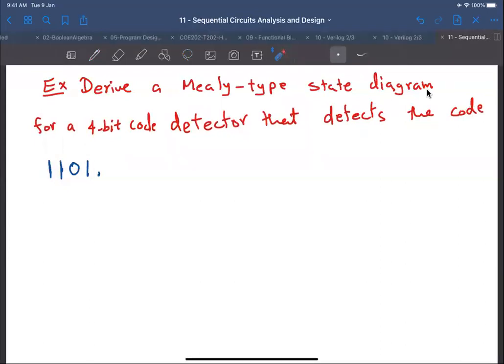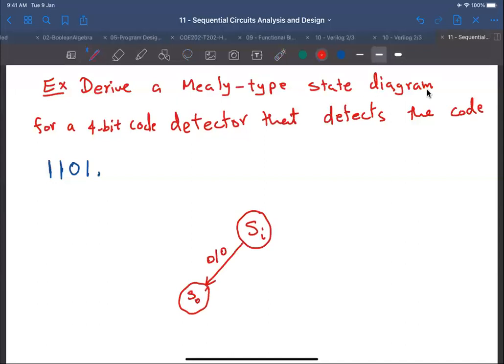Okay, so now let's start with this. So I have the initial state. Now let's start with the other alternative. Now I know that my sequence starts with what? With a 1, right? My code starts with a 1. So if I get a 0, then my output will be 0, right? And I go to S0, all right?